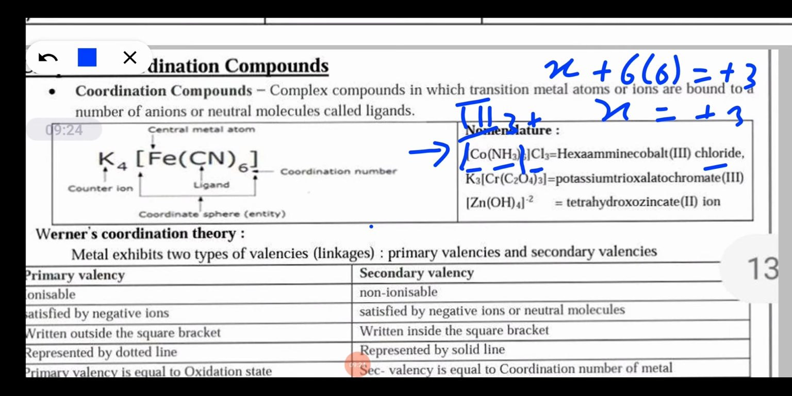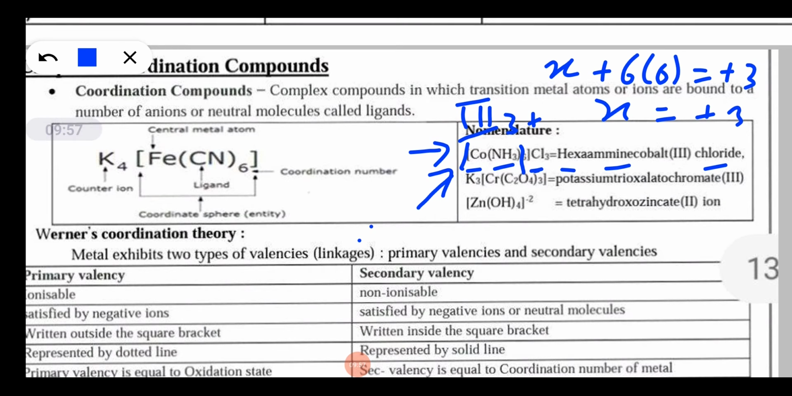This thing is very much clear. Now if the ligand is positively charged or neutral, like NH3 is neutral, ammine, spelling will be A-double-M-I-N-E. In organic chemistry we use single M for amine. Here double M, this is inorganic chemistry. Then if water is there, you have to use aqua. If CO is there, you have to use carbonyl. Like this it goes. Now here 6 ammonia is there in this complex, so you will write hexaammine.